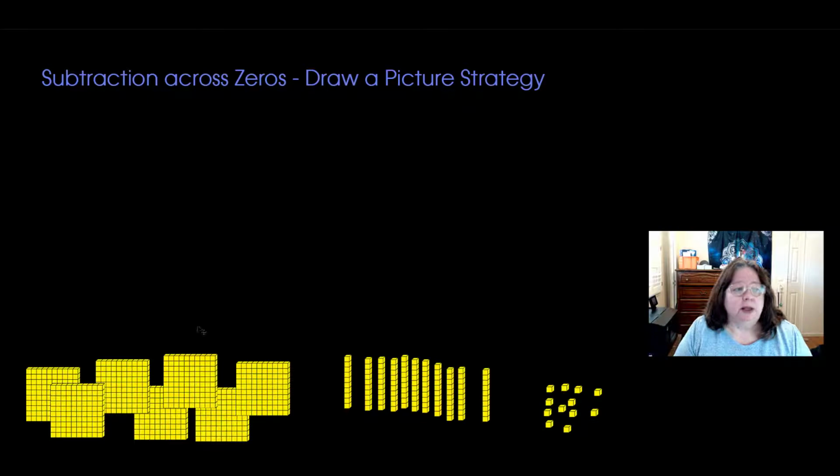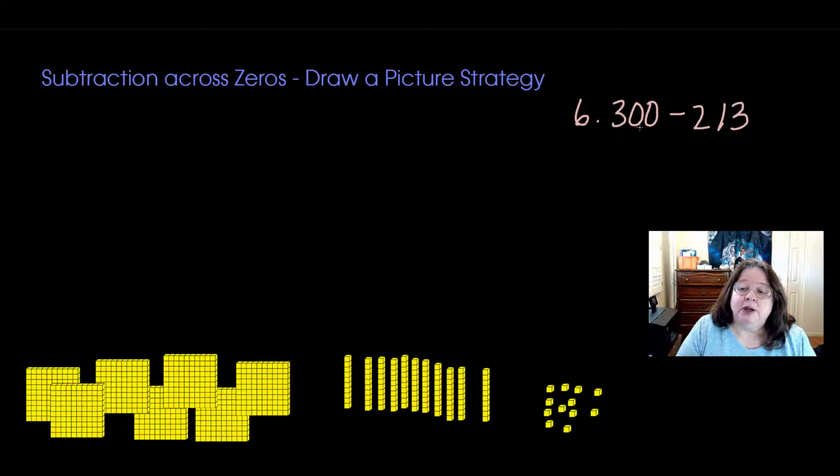So let's start with a problem, and this is a problem directly from your homework. Our first problem is actually number 6, and it is 300 minus 213. 300 is the minuend. That is the number we start with, the number that we're going to take things from. The 213 is called the subtrahend, and that's the number that's being subtracted. So 300 is the minuend, and what we're taking away is the subtrahend.